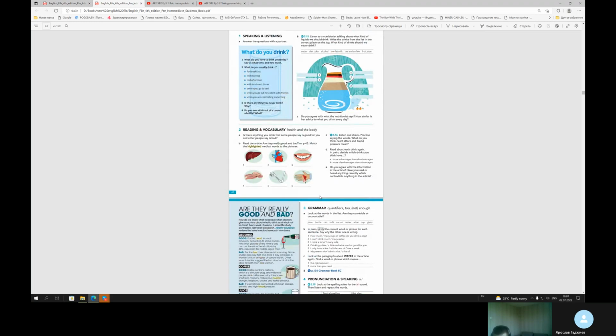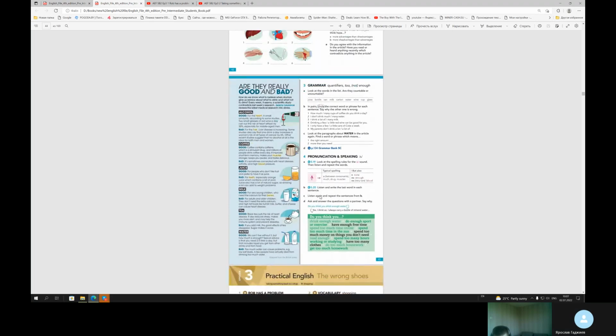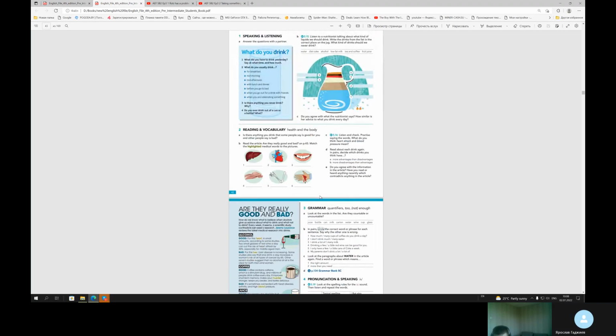You see different pictures, and you have read the article, and you can see the highlighted words. Do you see highlighted words? Bones, teeth, blood, muscles, liver, heart. Yes. Okay. Now your task is to match the highlighted medical words to the pictures. So, what is number one? Do you understand all the highlighted words? No. Okay, what word is not clear for you?